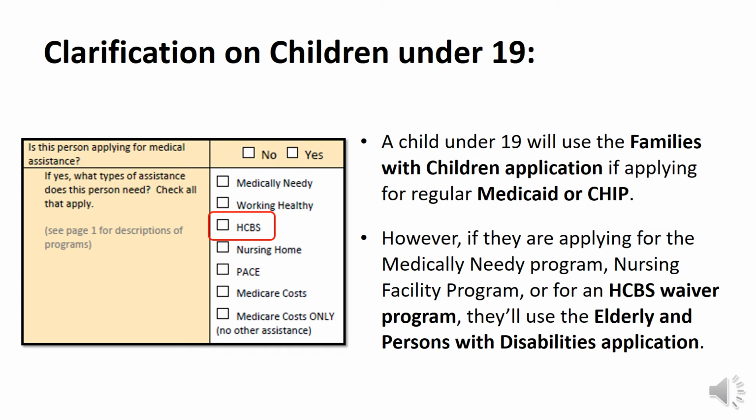And a clarification for children under 19. The one application says families with children, and that's the one you use if you're applying for a child under 19. However, a child under 19 will use the Families with Children application if applying for the Children's Medicaid or CHIP plan. However, if they are applying for the Medically Needy program, the Nursing Facility program, or an HCBS waiver program, then they're going to use the Elderly and Persons with Disabilities application.